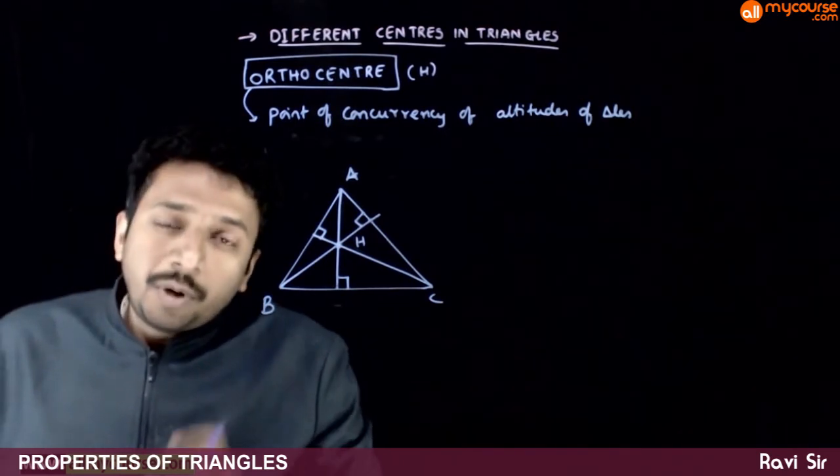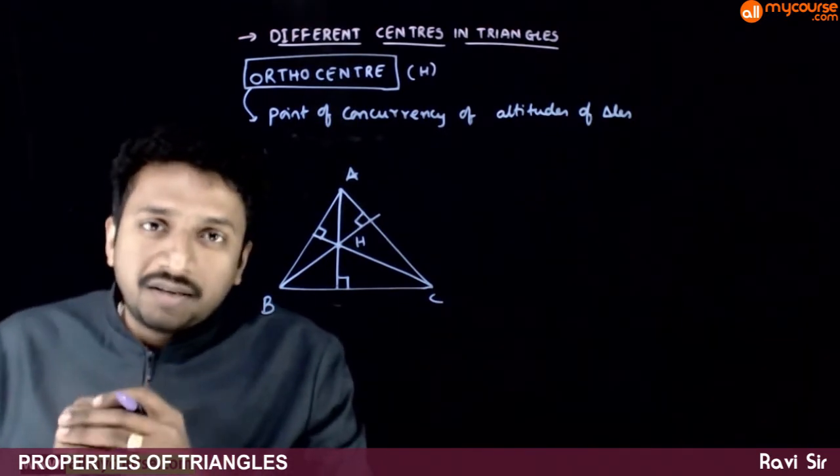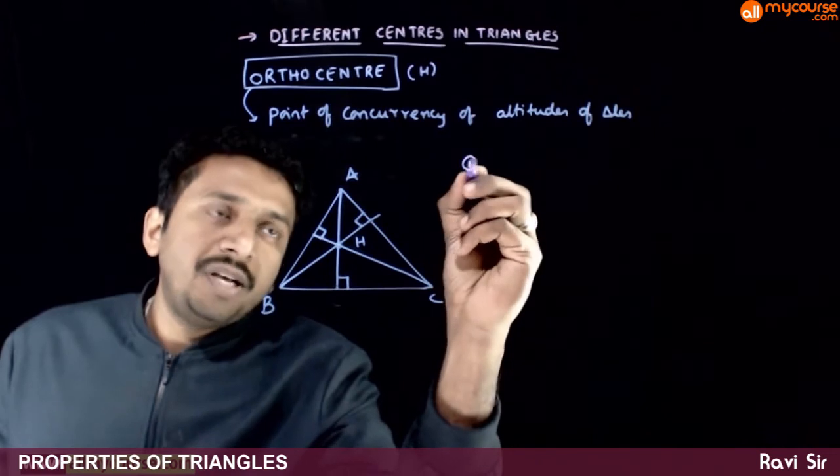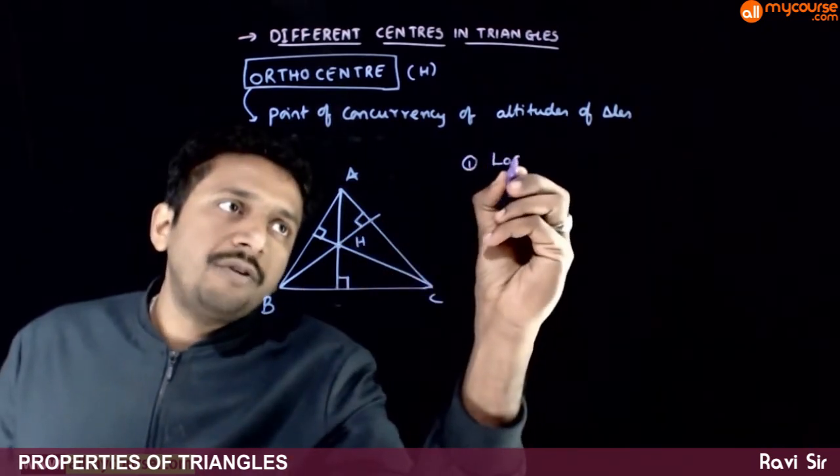So now, what are the properties of the orthocenter which you need to understand? So the first property is about the location of the orthocenter.